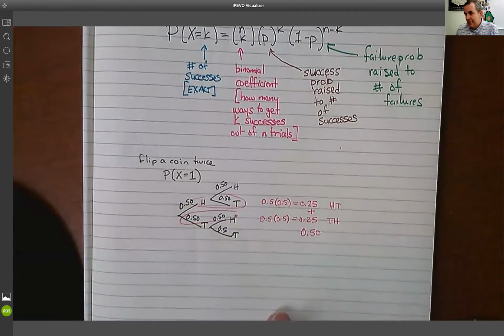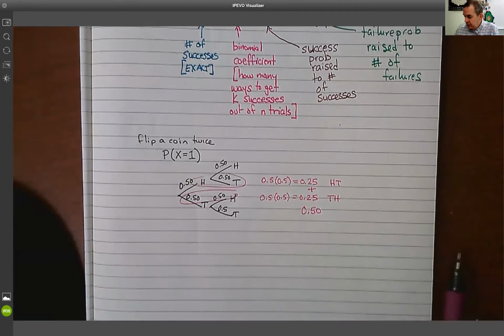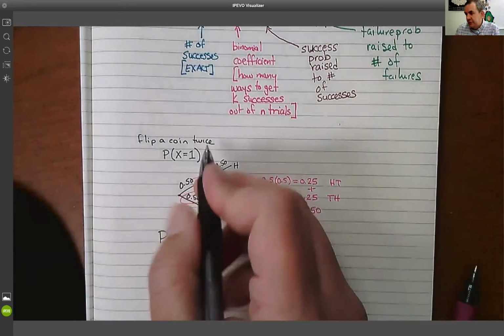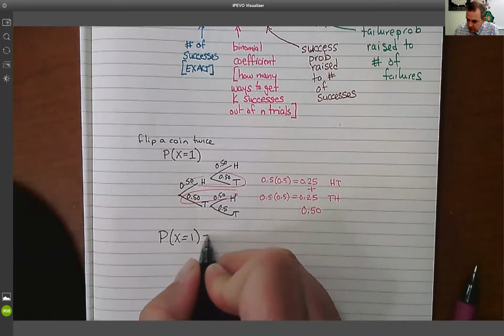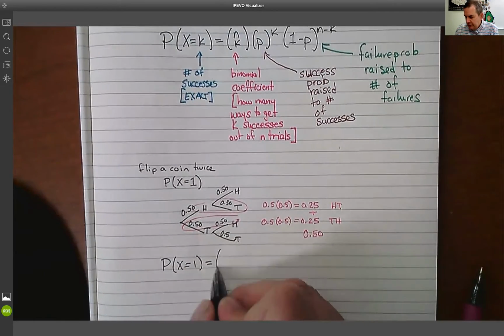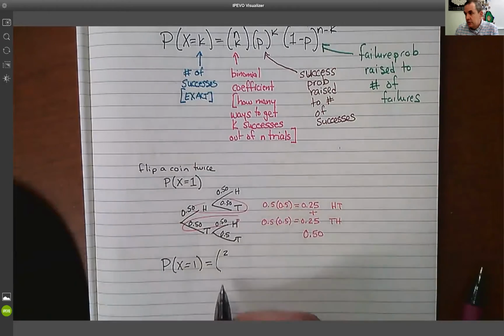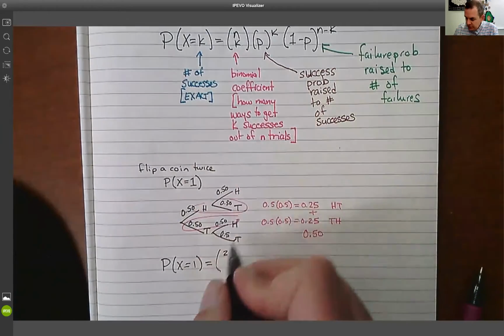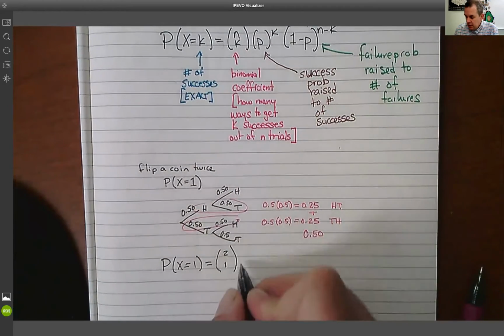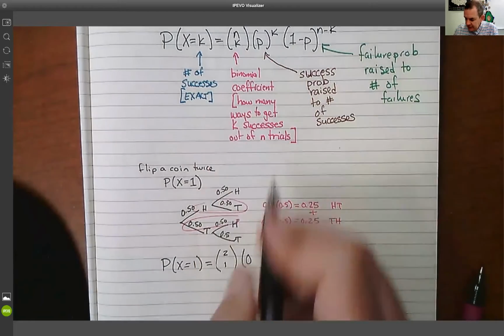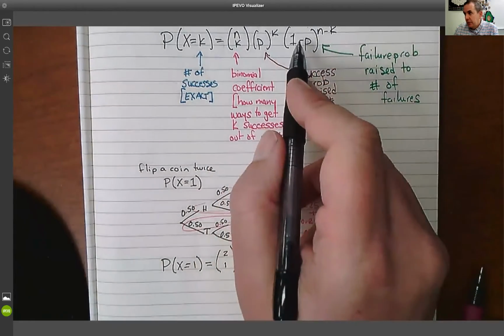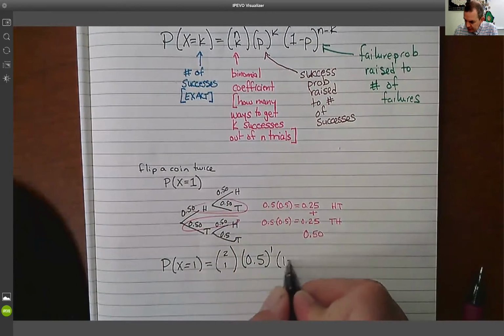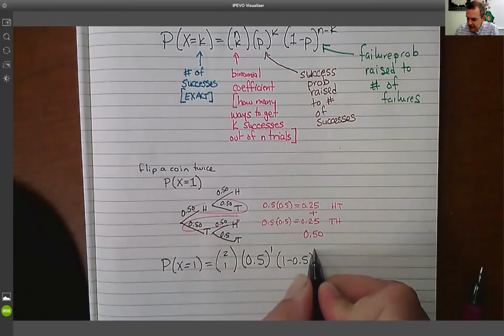Well, this binomial setting allows me to get there a little quicker. With two flips, you can do a tree and probably get it. But imagine I was saying flip this 200 times. What it says is, I want to have n, two trials. I want to have exactly one success. My probability of success, p, is 0.5. I want that to happen one time. My probability of failure, 1 minus p, so 1 minus 0.5. I want that to happen one time.